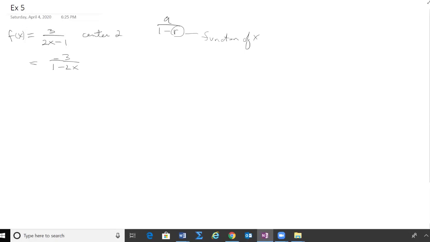Now since it's about 2, I need this to be in this form. Oops, that messed up. Okay, 3 like that, and 1 minus 2. Now I want my x to be x minus 2. Okay, so I will write it this way. That gives me the x minus 2 that I need.